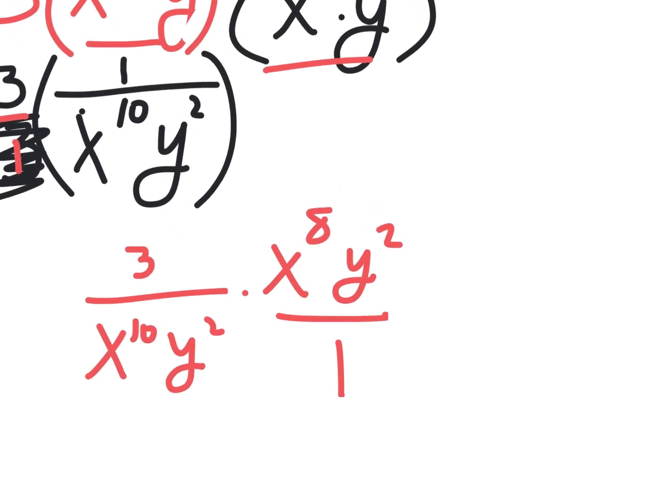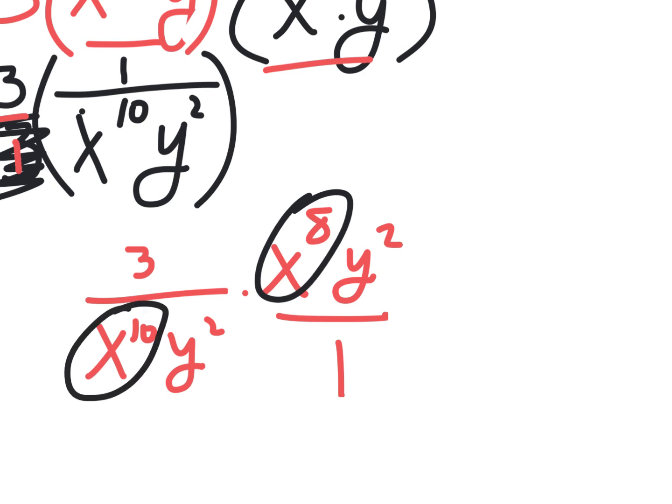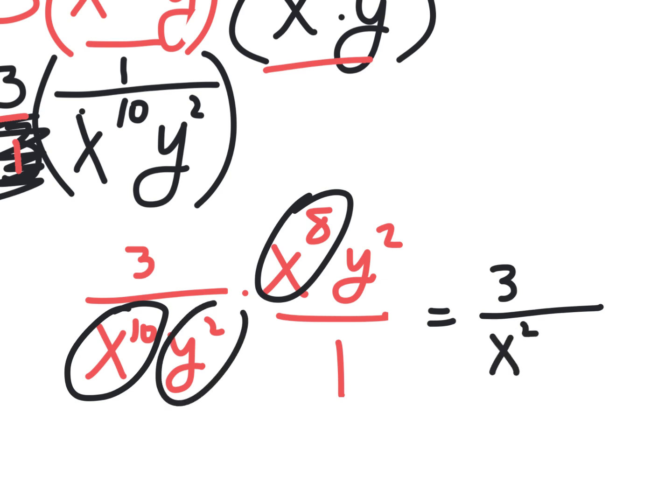And now I can cancel off a bunch of things. This is like 8 x's, and then there's 10 of them on the bottom, so most of those are going to cancel, all of them except 2. And then the ones that are left are on the bottom. So I have a 3 on the top, and the x's are left just on the bottom. And then these y's will just cancel each other. And I think that's it.